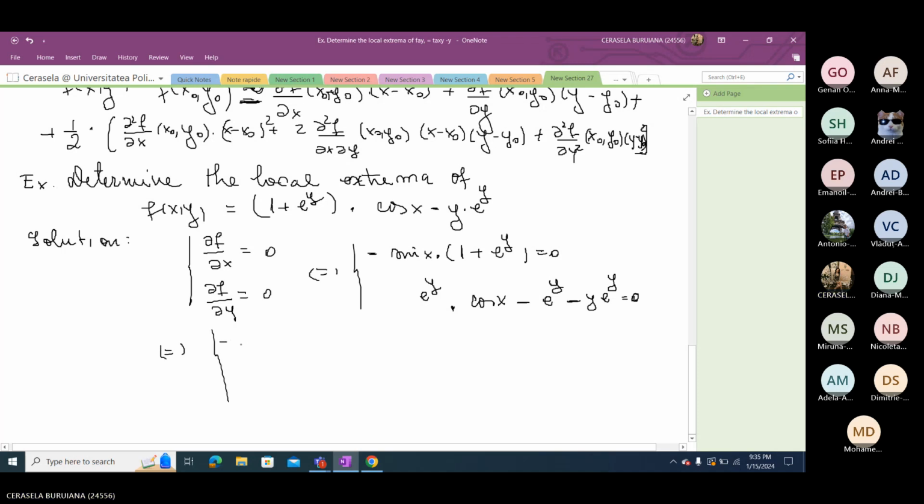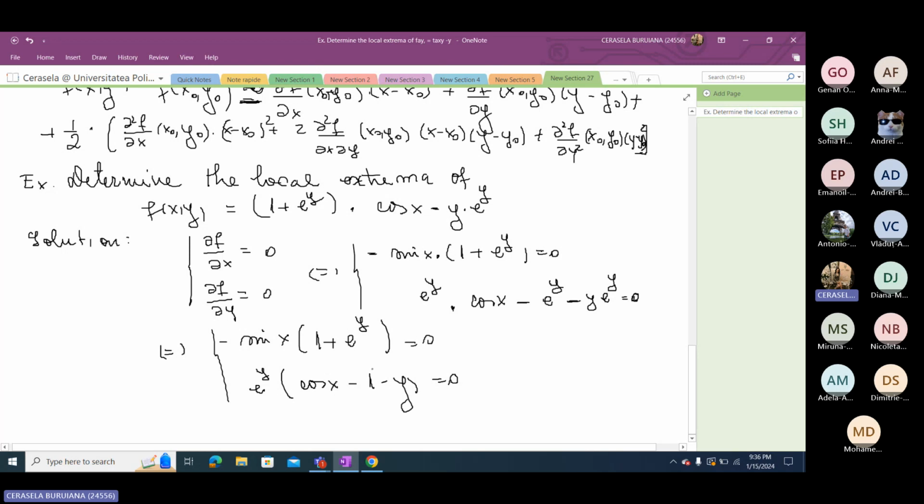So I got actually minus sinus of x times 1 plus e power y. That's the first. Of course, everything equals 0. And the other one, the second equation, if you see, we can put e power y as the common factor. So it will be e power y times cosinus minus 1 minus y, everything equals 0. Okay, now we have to solve this system, but maybe it's better to take the first equation.